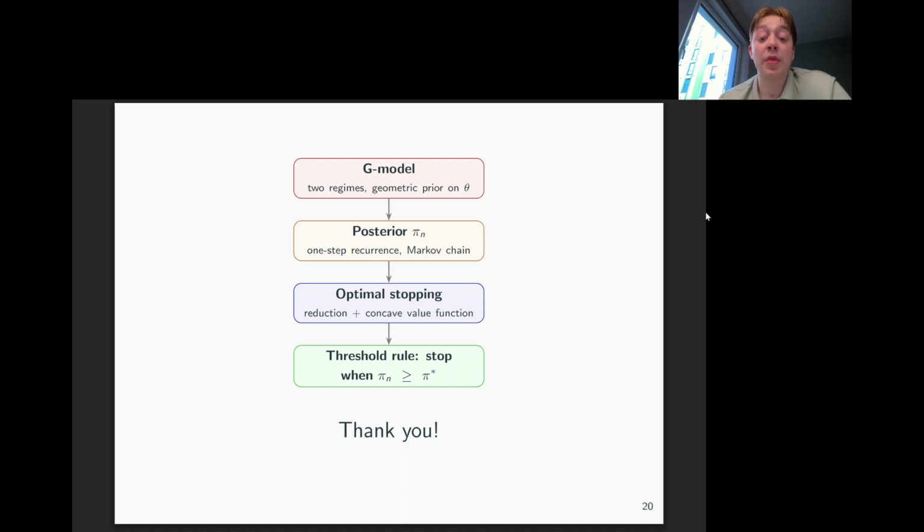And we ended up with the threshold theorem, which says we should stop when our posterior probability that the disorder has already happened, pi n, exceeds or is equal to the threshold pi star. We also used that to apply the theory to the financial market.